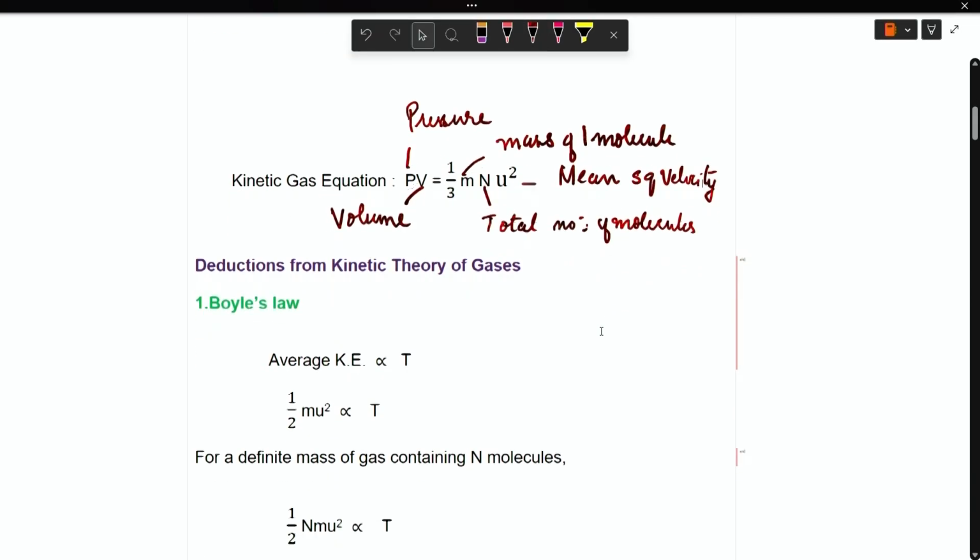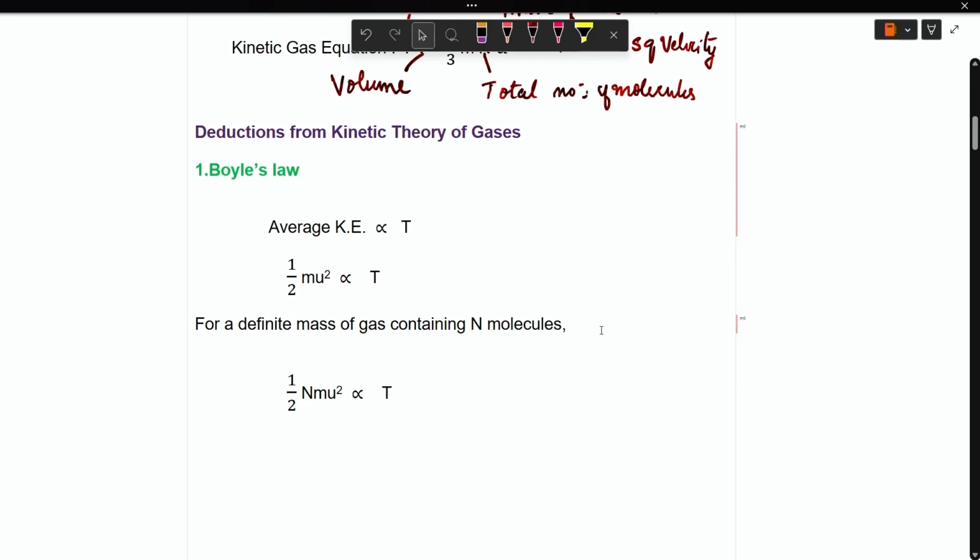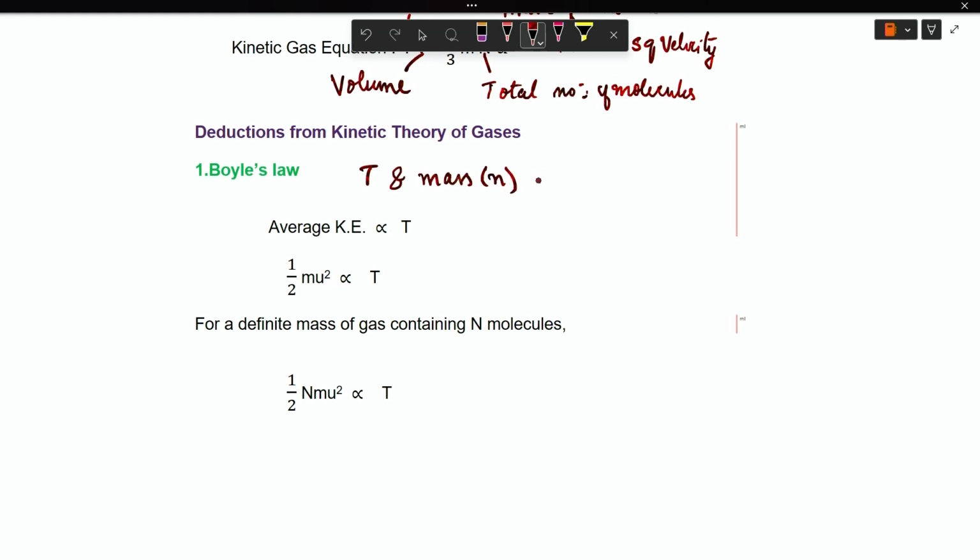The first one we are going to deduce is Boyle's law. According to Boyle's law, when temperature is fixed and the number of moles (or mass) is fixed, the pressure of a gas is inversely proportional to its volume, or you can put it as PV is a constant. This is what we have seen in Boyle's law. Now, how will we arrive at that?